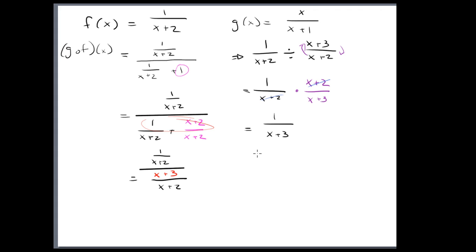And I would say that the domain would be, so your x can't be negative 1. It can't be negative 2. It can't be negative 3. So I would say that the domain is negative infinity to negative 3 unioned with negative 3 to negative 2 unioned with negative 2 to negative 1 unioned with negative 1 to infinity. That would be the domain of this function with these 1, 2, 3 holes in it.